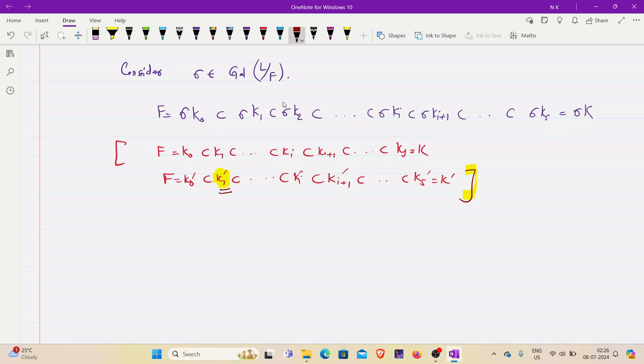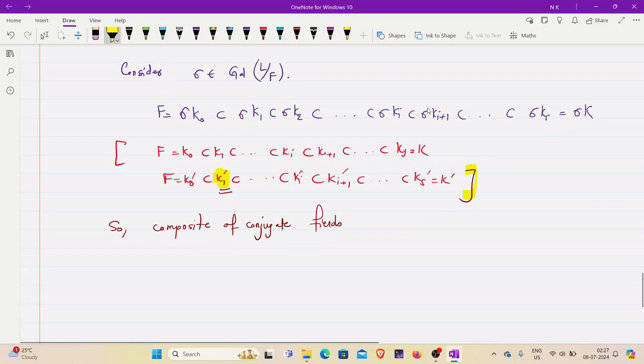So definitely, let me write that. Composite of conjugate fields. Conjugate fields means fields of this kind, sigma of K, because sigma is an element of the Galois group. So when you apply sigma to K, you will get a conjugate field. So that's the conjugate field we are talking about, because for each and every sigma we will get such a conjugate field.